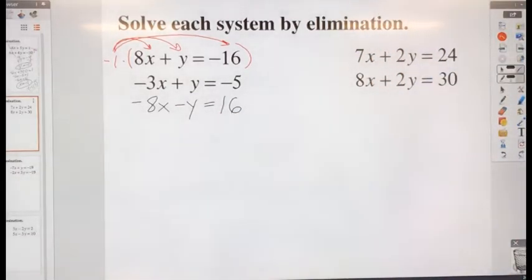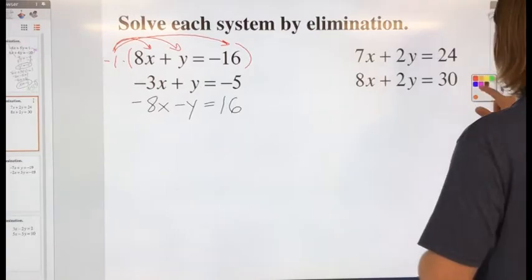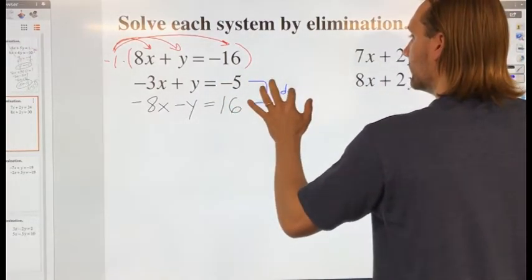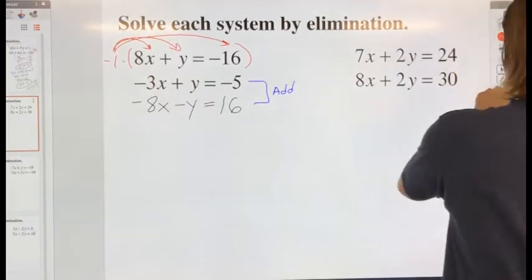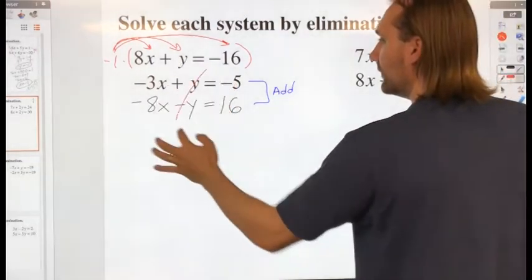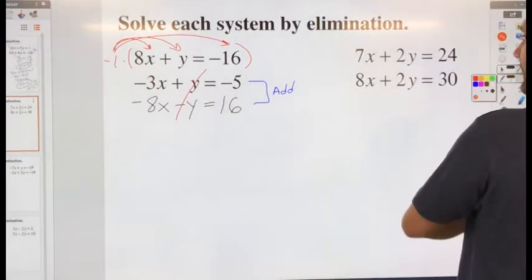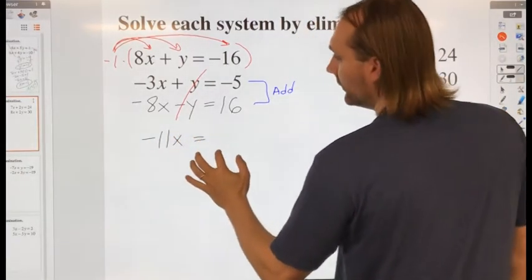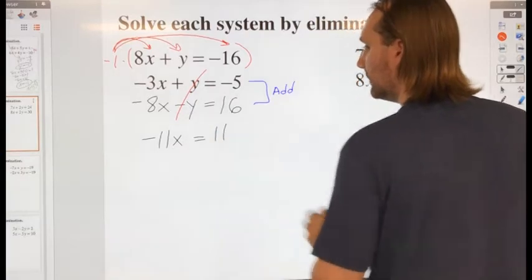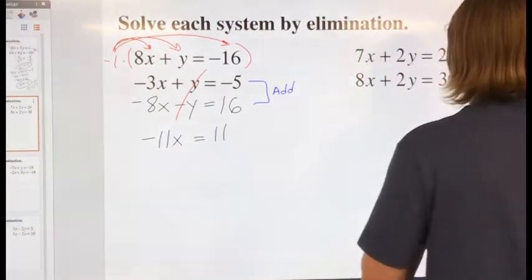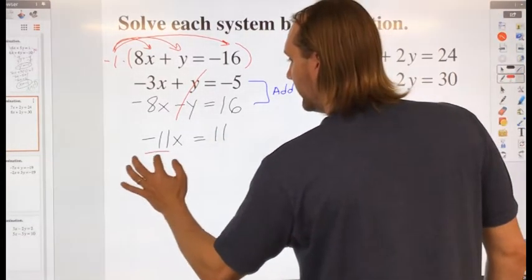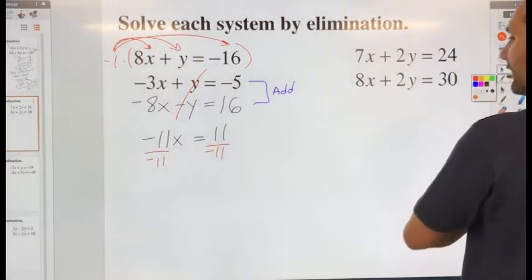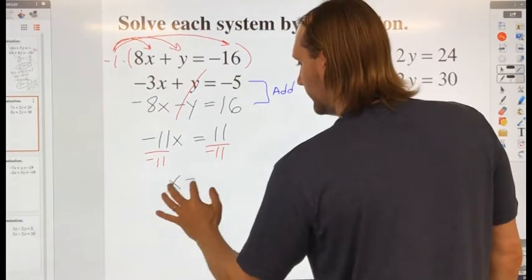So everything must be changed within that equation. Now when I focus on these two and add them together, what gets canceled? The y's. So that's going to give me a negative 11x equals 11. Last but not least, divide by a negative 11. So x equals negative 1.